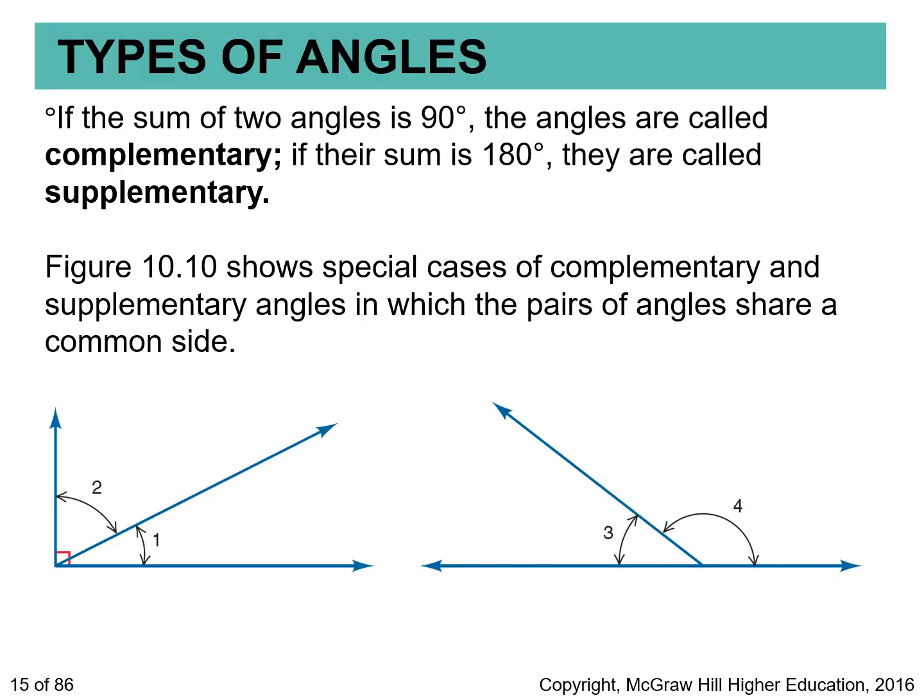Okay, 2 more words. Complementary is when we have 2 angles whose sum is 90. Supplementary, that's these here. These are complementary. 1 and 2 are complementary. 3 and 4 are supplementary because their sum is 180.